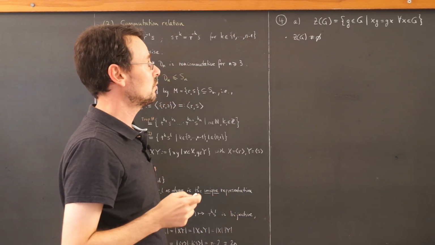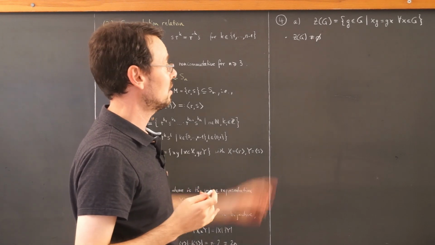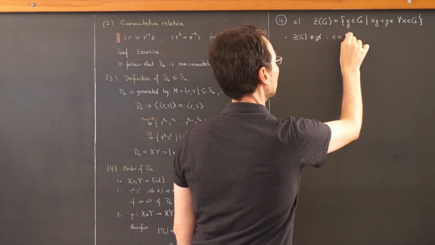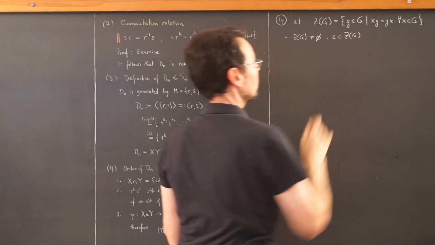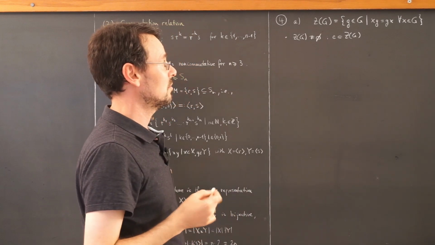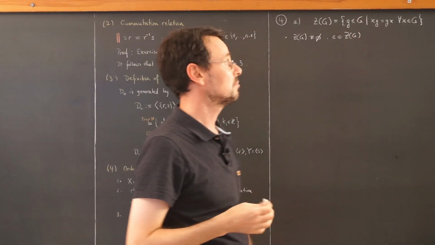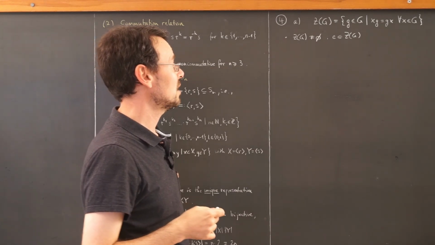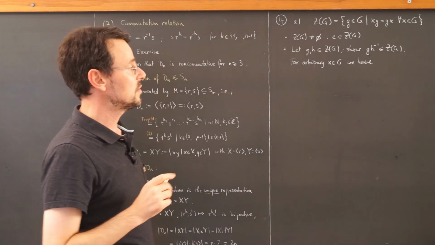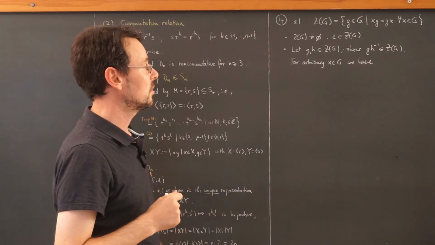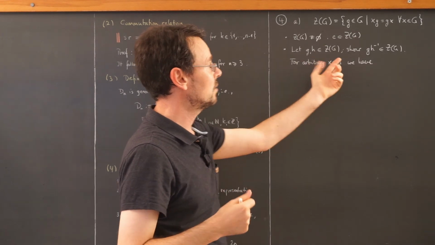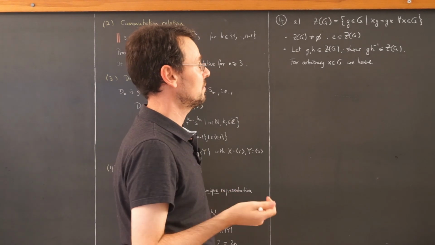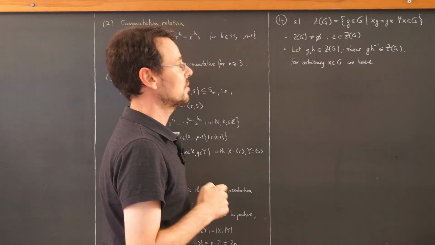So to use the subgroup criterion, I must first of all check that I'm not talking about the empty set. Now clearly the identity is an element of the center because it commutes by definition with all the other elements, because it doesn't change them. Okay, now we're using the condensed subgroup criterion. We take two elements of the center, G and H, and then we have to show that G times H inverse again is an element of the center, and then we know that the center is a subgroup.